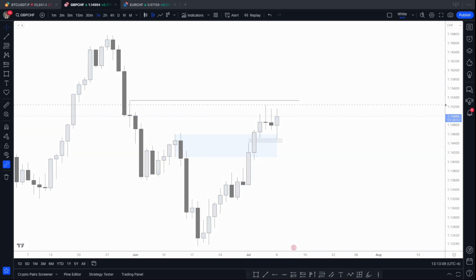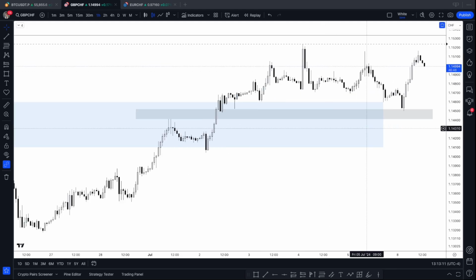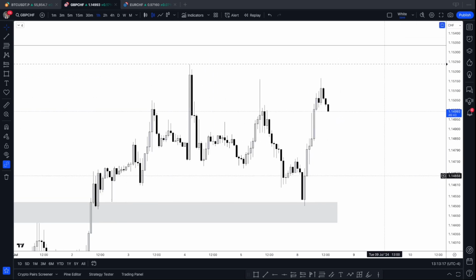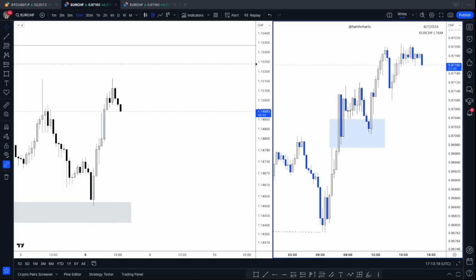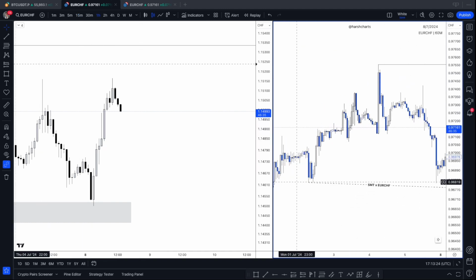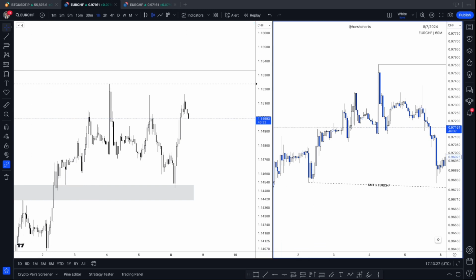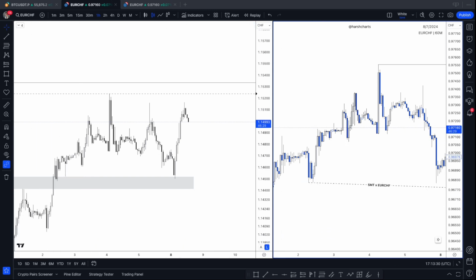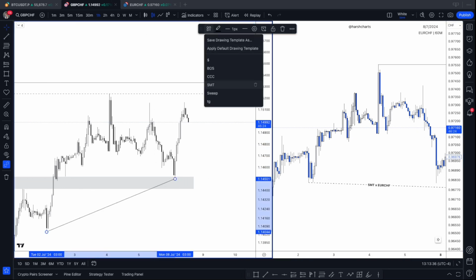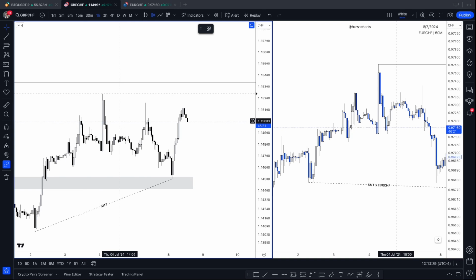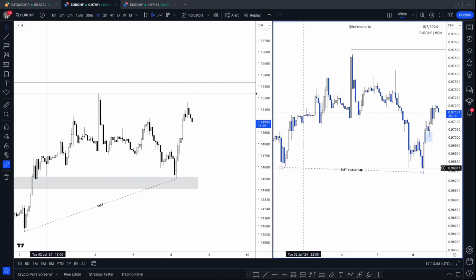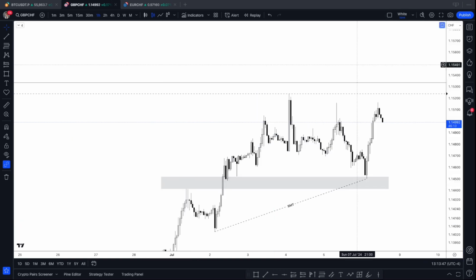So on the H1, let's remove this breaker as of now. On the H1, what I want to show you is the SMT. SMT happened at the correlated pairs. These two are correlated pairs. See here you have this, and there you have here. So this is SMT. Because at GBP CHF, the price is making higher high and higher low, but at Euro CHF, it's making lower. So it's an SMT bullish divergence.